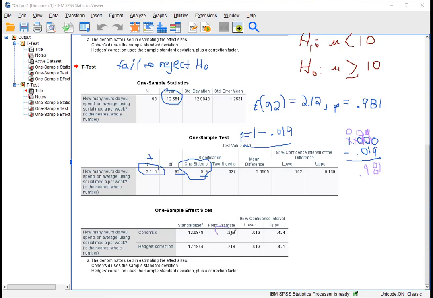Now, if we wanted, this is the wrong direction. d is still a measure of the difference between the means, but it will be negative, of course, because we're not in this direction. But it's pointless to talk about this right now because we have a non-significant result right here. And that's all you need to know for the level of this course.